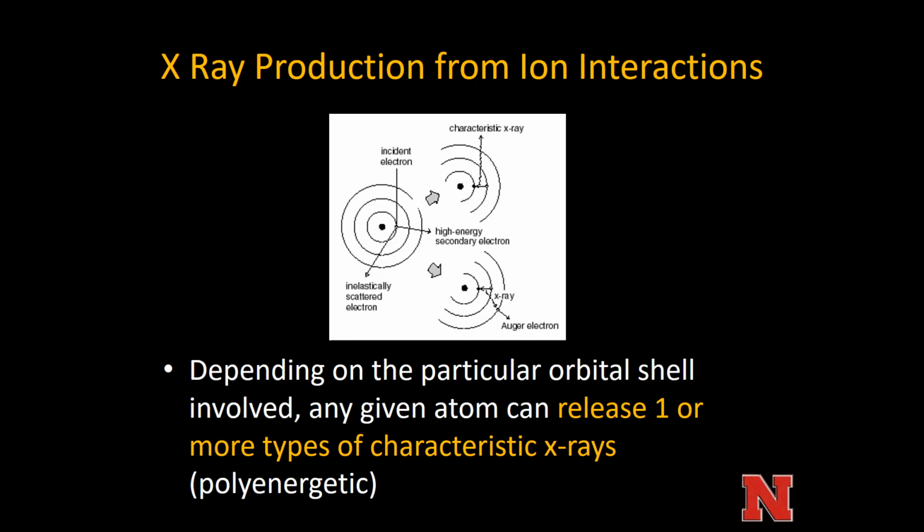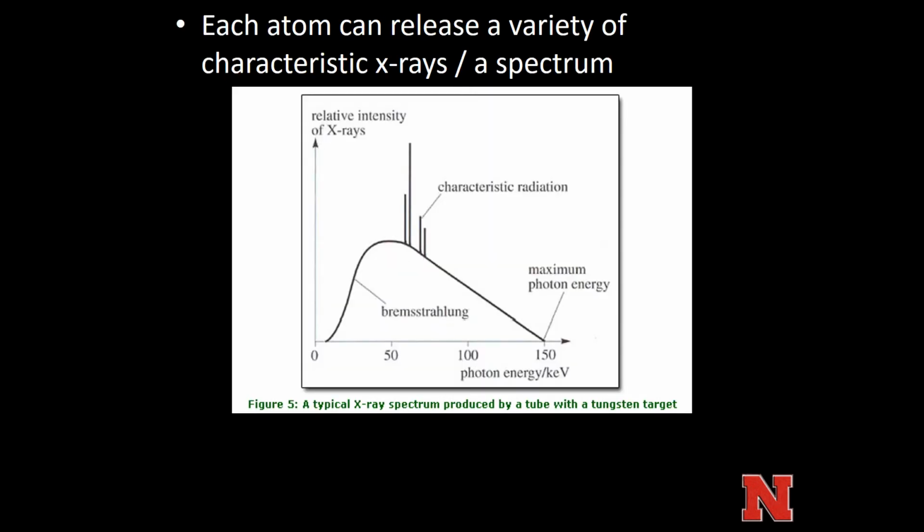All right, X-ray production from ion interactions. Depending on the particular orbital shell involved, any given atom can release one or more types of characteristic X-rays. These are polyenergetic. Probably the most common thing that happens during these ion interactions is that a wide spectrum of X-rays is released, all the way from coherent and Compton scatter, which are lower energy photons, to characteristic X-rays related to the photoelectric effect. So each atom releases a variety of characteristic X-rays along a spectrum.